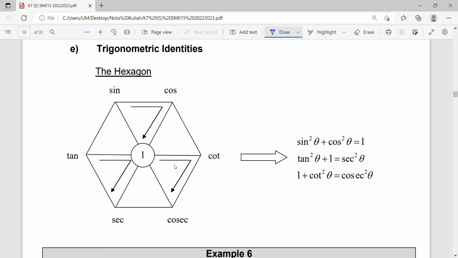Okay, so redo the hexagon diagram. So how to get this? Why we use hexagon? Because we have 6 identities. Kita gunakan hexagon sebab kita ada 6 trigonometry. Alright, so in the center here is 1, like a benzene ring. Okay, so how to put our 6 trigonometry identity? We will locate it at our vertices here.